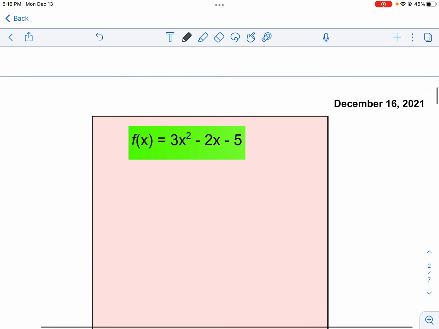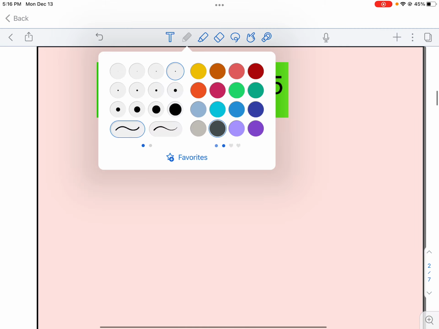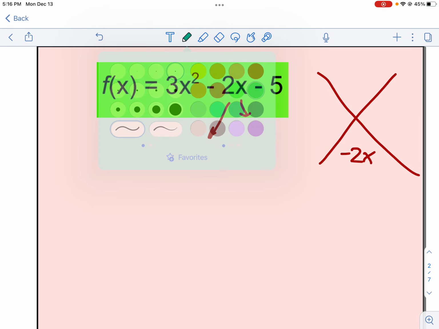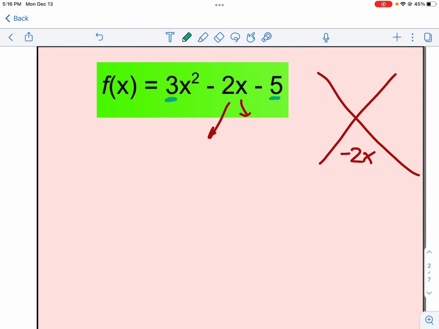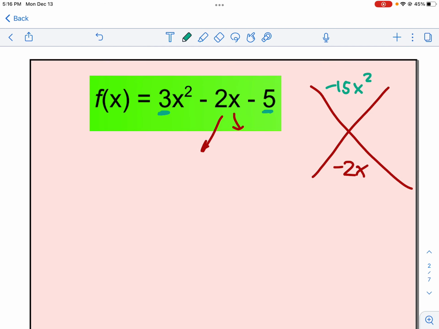But let's start here. Let's start with an example here. I would like to do one more AC method, and I will talk about brute force right after it. So AC method, again, we're going to split this -2 into 2 pieces, and it needs to add back to -2x, and then it's going to multiply to the same as A times C. So 3 times -5 would be -15x squared. I need to pick 2 numbers that multiply to -15 and add to -2. Those 2 numbers would be -5 and +3.